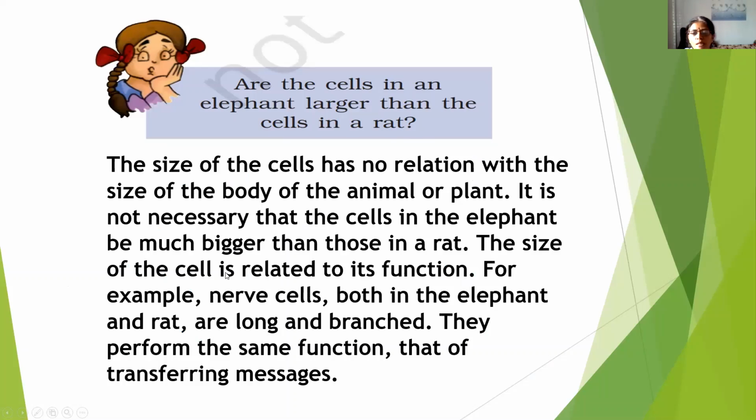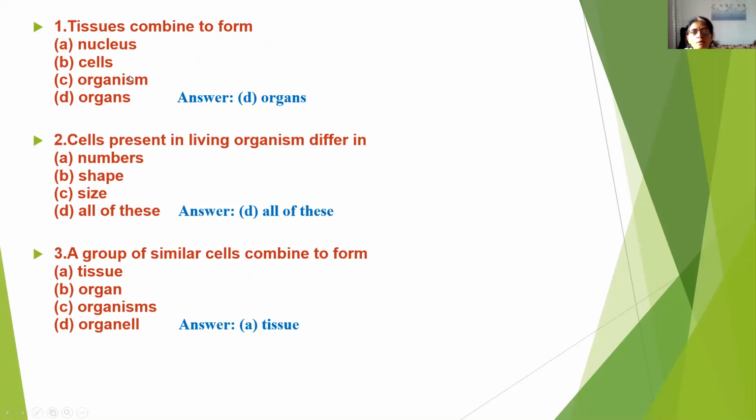For example, nerve cells in both elephant and rat are long and branched because they perform the same function of transferring messages and controlling and coordinating different organs. So the size of the cell is related to its function. It is not related to the size of the organism. Now, let us see some MCQ questions. Tissues together form organs. Cells present in a living organism differ in numbers, differ in shape, and differ in size. So the answer is all of these.